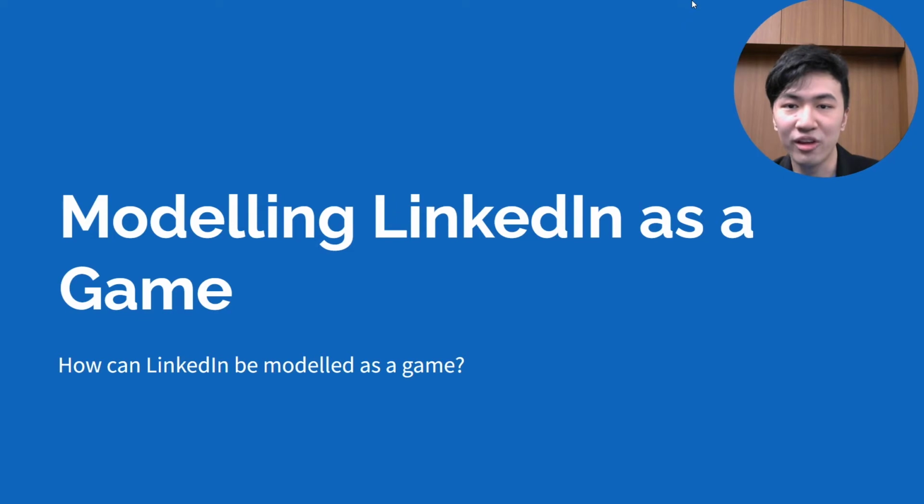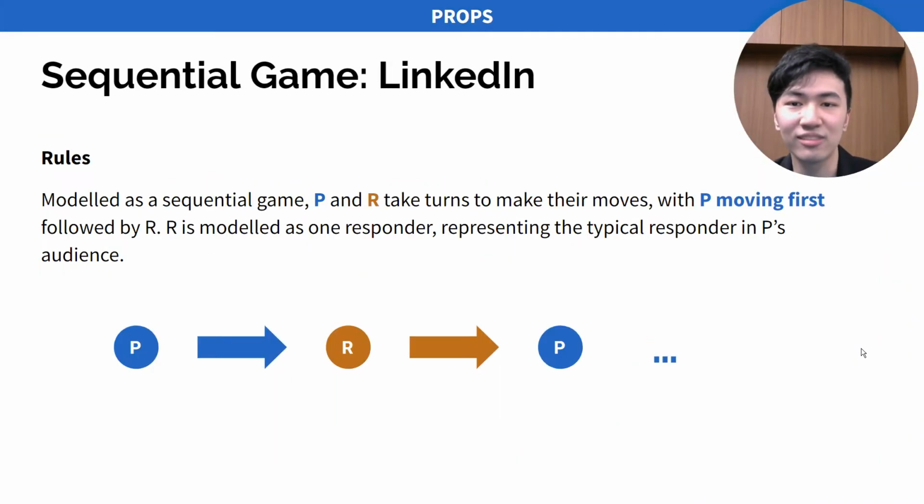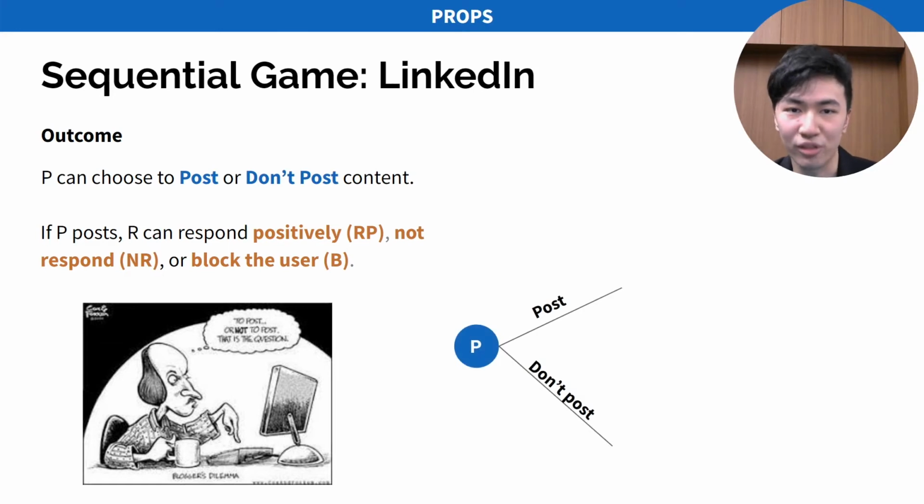In our general model, the players are the posters and respondents. They play a sequential game where a single poster moves first, followed by R, which represents a typical responder in the poster's audience. When a poster moves first, they have two options, to post or not to post. If they do not post, the game ends until they decide to post. If they post, a responder can decide to respond positively, not respond at all, or block the user.